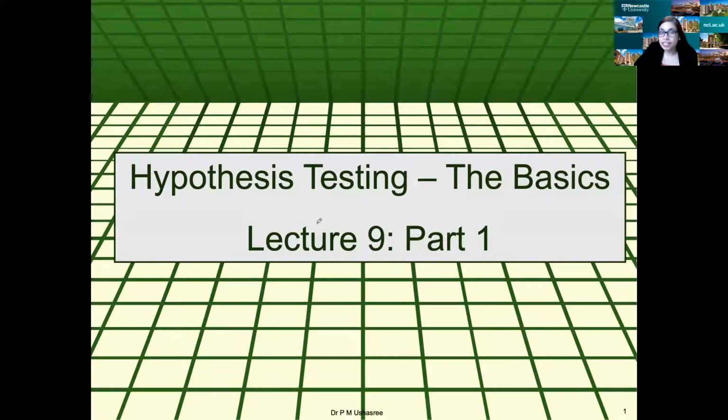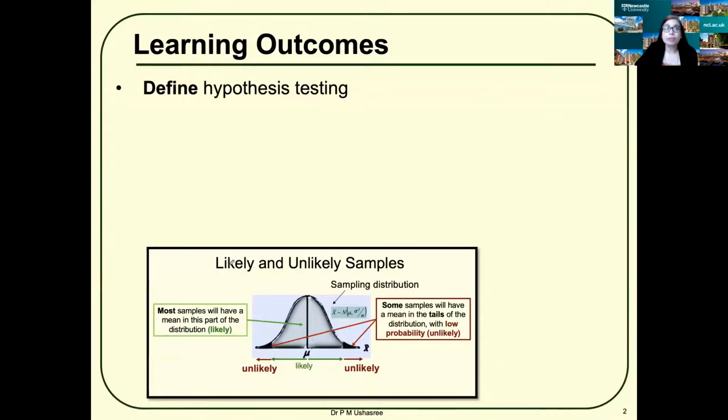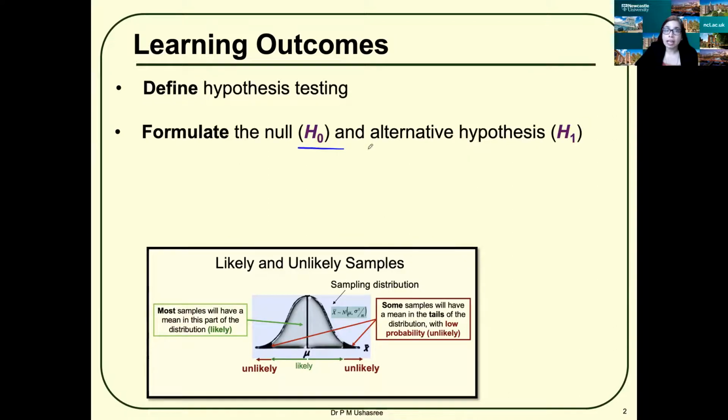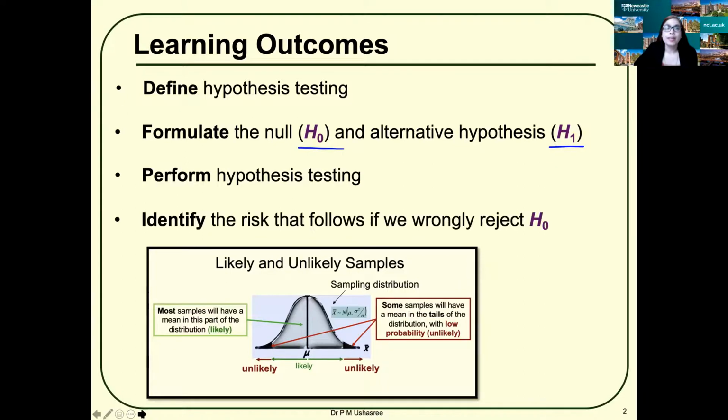Hi everybody, in lecture 9, you're going to see how to perform hypothesis testing using t-distribution. By the end of this week, you should be able to define hypothesis testing. You should be able to formulate the null hypothesis and the alternative hypothesis. You should be able to perform hypothesis testing using t-distribution. And finally, you should be able to identify the risk that follows if we wrongly reject the null hypothesis.